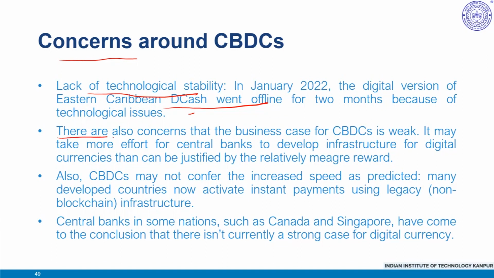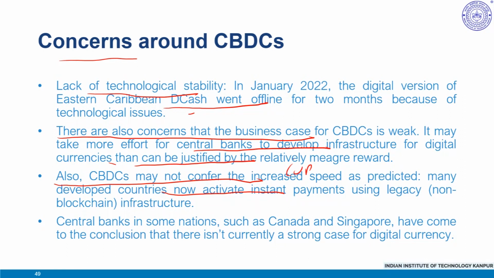There are also concerns that the business case for CBDC is weak. It may take more effort for central banks to develop infrastructure for digital currencies than can be justified by relatively meager reward. Also, CBDCs may not confer the increased speed as predicted. Many developed countries now activate instant payments like UPI in India using legacy non-blockchain infrastructure. In fact, central banks in some nations such as Canada and Singapore have come to the conclusion that there isn't currently a strong case for digital currency.